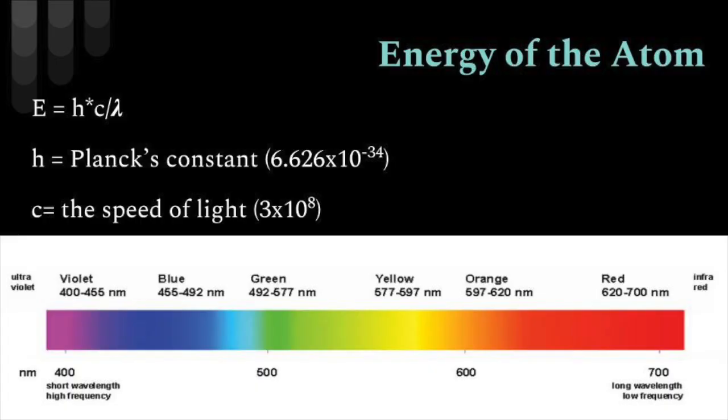From this equation, we can see that energy and wavelength are inversely proportional. This means that the increase in energy caused by the cold temperature will cause a decrease in wavelength of the photon emitted.